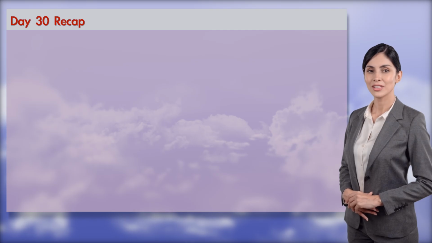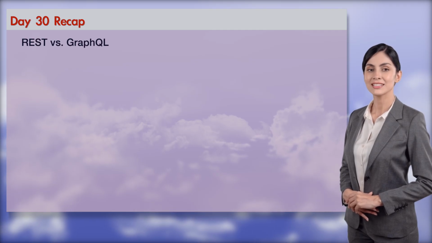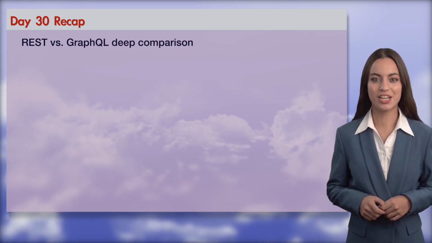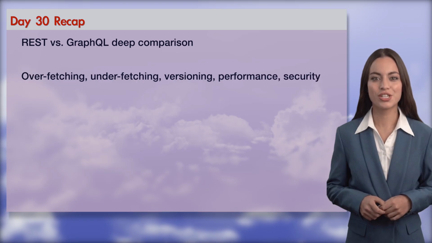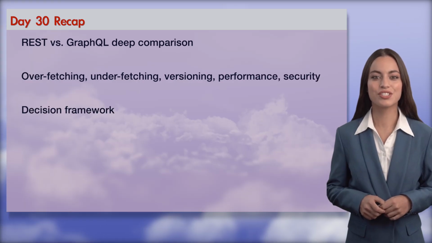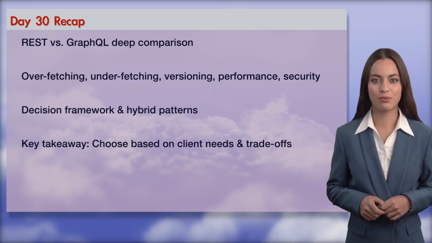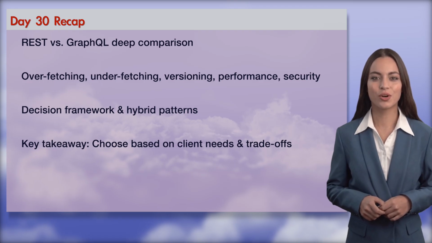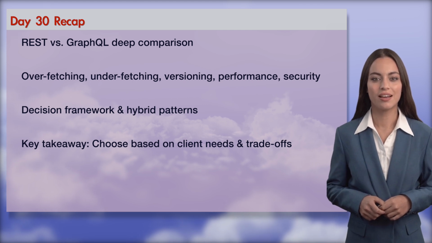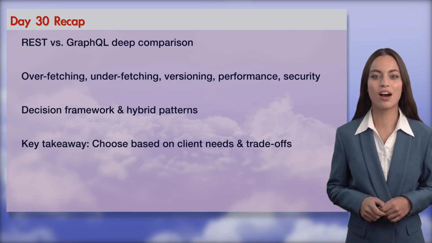Recapping Day 30, we did a head-to-head deep dive between REST and GraphQL. Covered overfetching, underfetching, versioning, performance, security, tooling, and real-world decision frameworks. The key takeaway: choose REST or GraphQL, or both, based on your client needs, data complexity, and trade-offs. Neither is universally superior, but one will fit your use case far better.